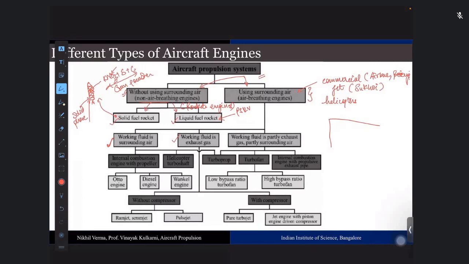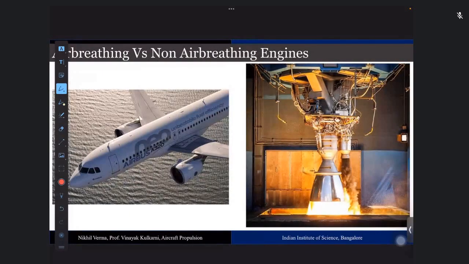So let us move to the air breathing engine versus non-air breathing engine type. Here you can see this Airbus. These are commercial flights, which use this turbofan engine. These engines rely on atmospheric air for the combustion process, and this is eliminated in the form of hot gas, which helps in the propulsion process.